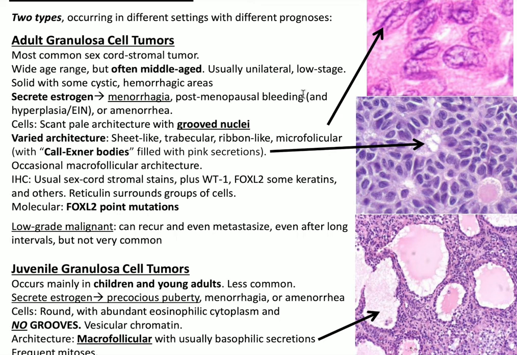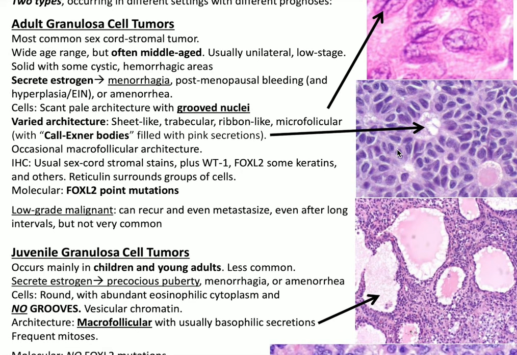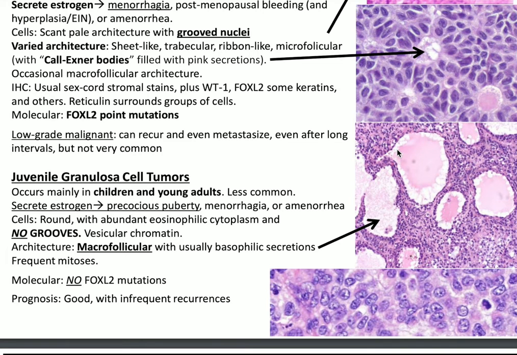Cytologically, you'll have scant pale cytoplasm with grooved nuclei, these coffee bean nuclei. You have varied architecture. It can be sheet-like, trabecular, ribbon-like, microfollicular, and you can have Call-Exner bodies filled with pink secretions. An occasional macrofollicular architecture. IHC, it will be usually sex cord stromal stains plus WT1, FOXL2, some keratins, and others, and reticulin surrounds nests or groups of cells. Molecularly, the adult granulosa cell tumors are driven by FOXL2 point mutations. Low-grade malignant, it can recur and even metastasize, even after long intervals, but not very common.